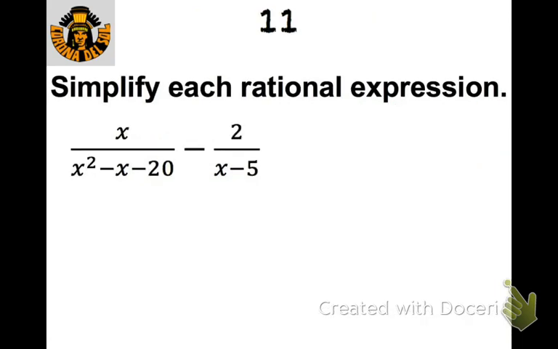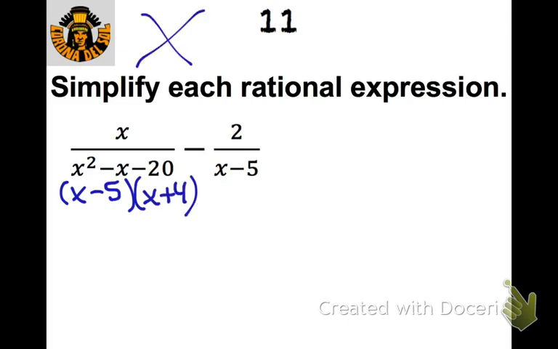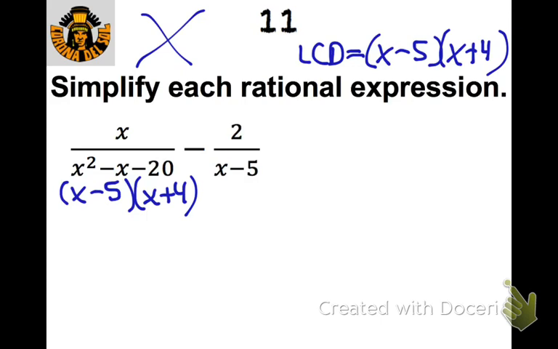All right, next one, the LCD. Tough to tell right now. You got to factor the bottom left one. So this one factors x minus 5, x plus 4. Again, do your little x if you need to figure that out. But that's what the least common denominator should be. So the least common denominator is the two of those put together. So x minus 5 times x plus 4.